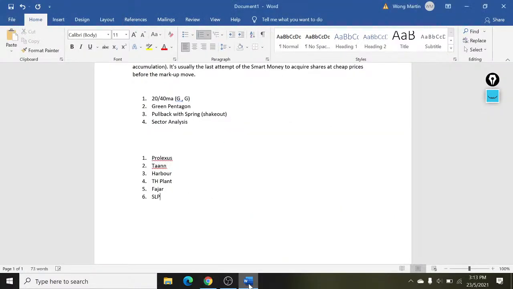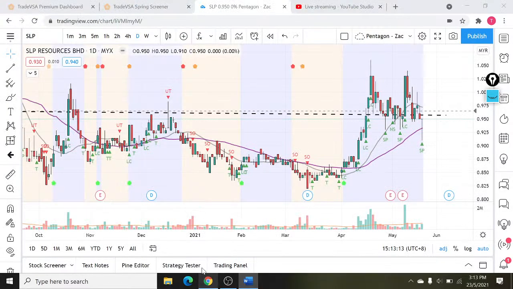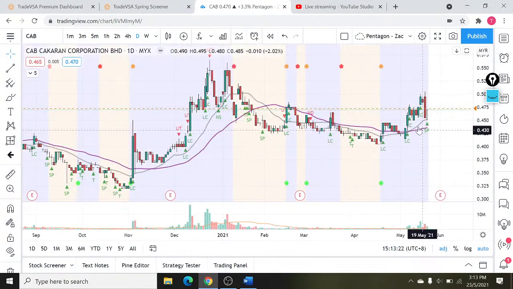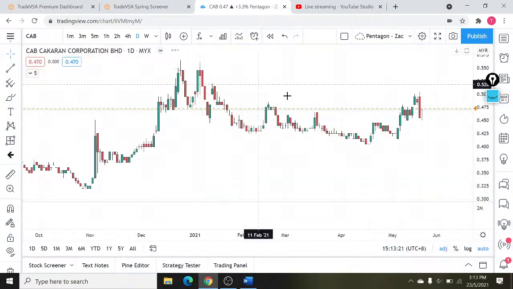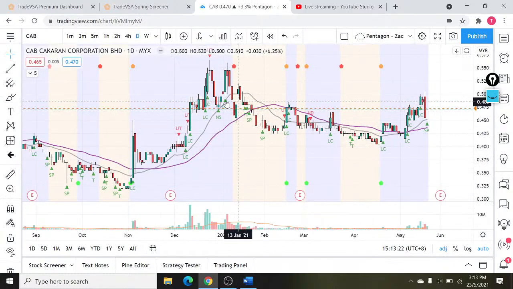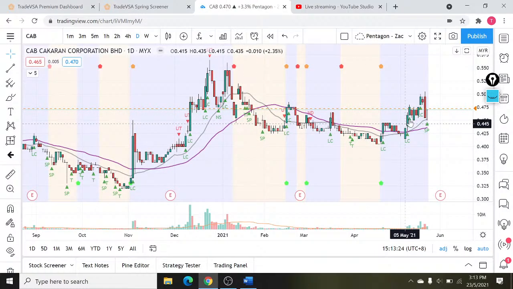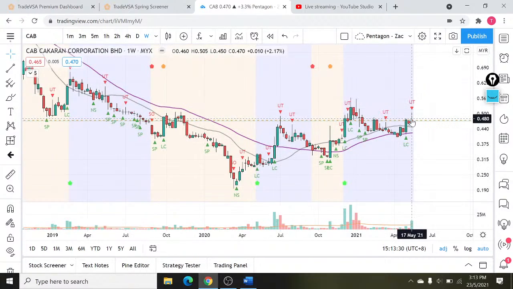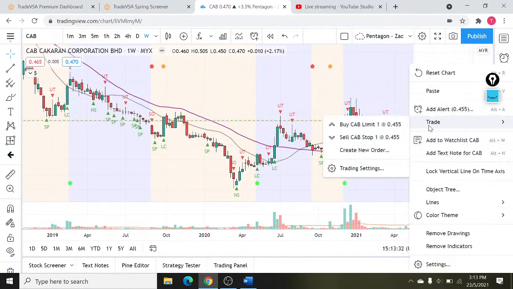So SLP. The other one that I kind of like is CAB. CAB is actually also in the spring screeners there. So they're making like a small temporary reversal. So weekly chart, let's look into the weekly charts. Okay, from a UT. So here I have to be careful also.